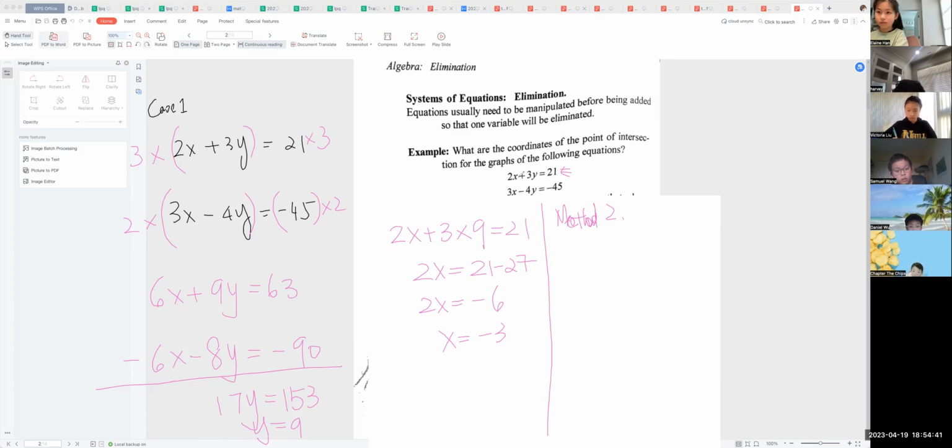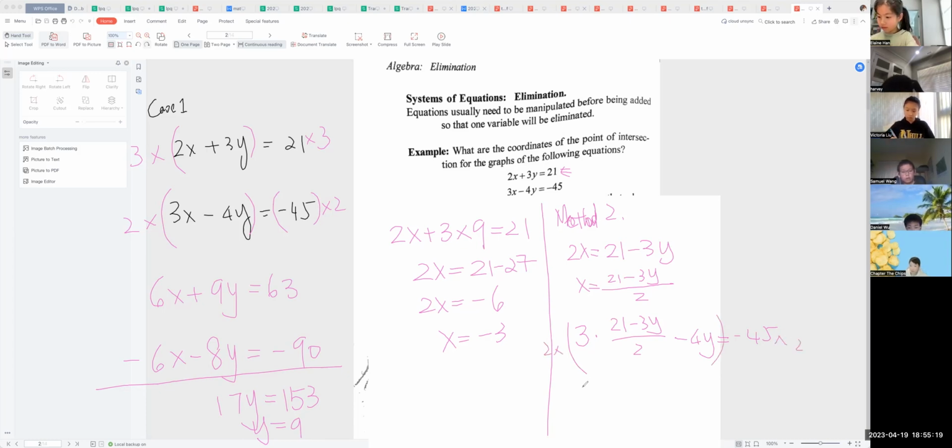Okay, so method 2 is we can think 2x equals 21 minus 3y, right? So x equals what? X equals (21 minus 3y) divided by 2. I don't like this method, okay? So put it back to equation 2. So 3 times (21 minus 3y) over 2 minus 4y equals negative 45. Do you like this method? I don't really like that method, right? It's really complicated.